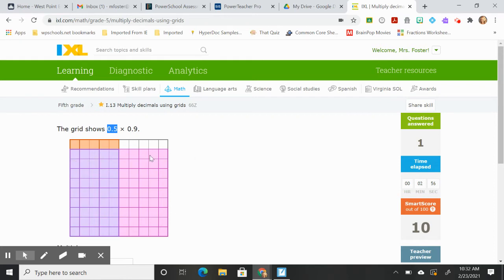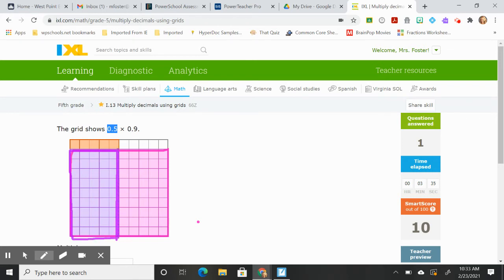So once I shade in 9/10, which is all of this pink section, if you can imagine the purple not being there right now, all of that pink section is 9/10, and I'm taking half of that. So this was the 9/10, and I'm taking half of that. So that purple part right there, half of that is my answer.